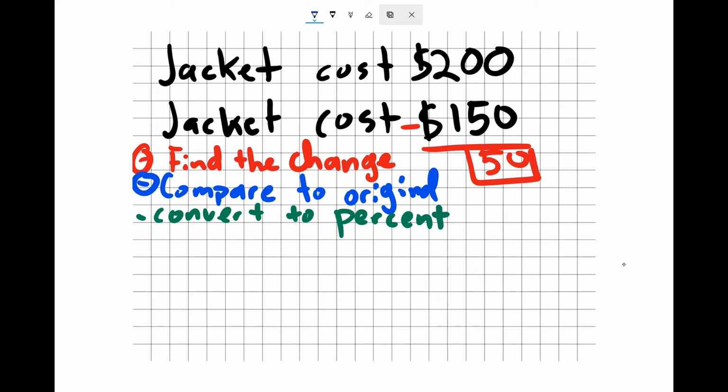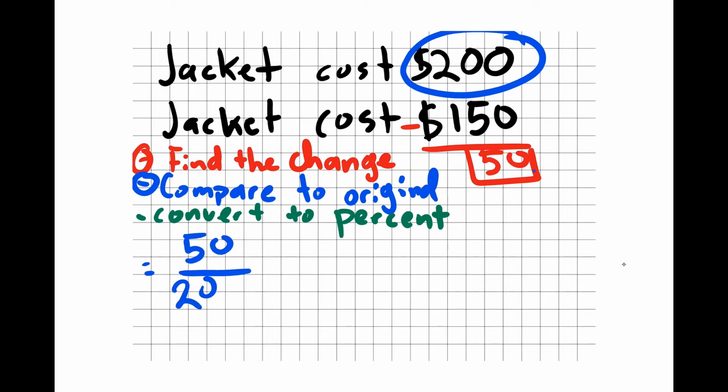Step number 2, compare your change or your difference to the original. And as we mentioned before, the original is the very first number or the first piece of information that your problem is going to give you. In this example, it is 200. So compared to the original in the form of a fraction, that would be your change as your numerator, 50, and your original as your denominator, 200. Steps 1 and 2 are now complete.